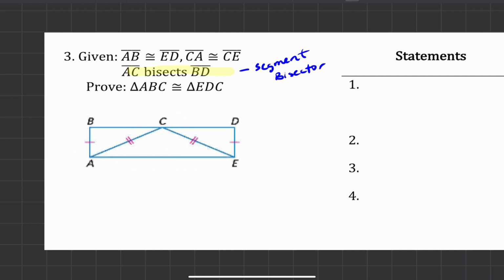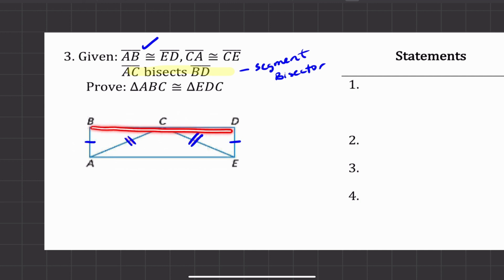So it says that segment AB is congruent to segment ED. And I know it's already marked for us, but I'm going to mark it again. So this, I can go ahead and check off. Segment CA is congruent to segment CE. Here's segment CA, and then here's segment CE. They're congruent. Even though they're marked, I'm going to go ahead and mark them again.